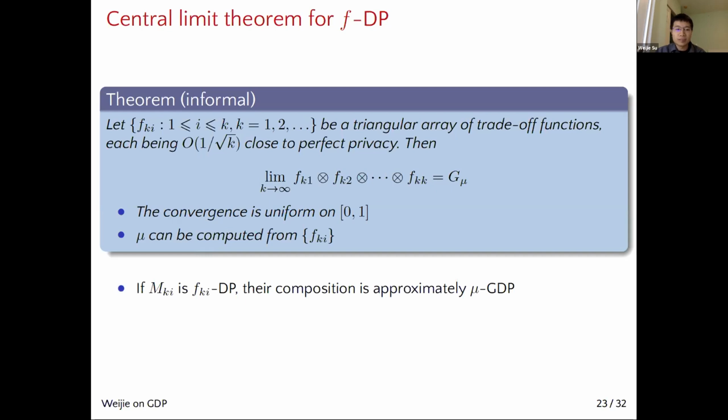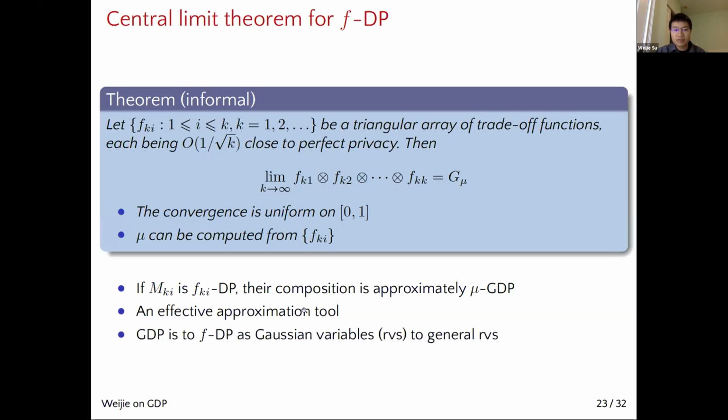And so this essentially provides an effective tool for us to approximate composition. So in differential privacy, it has always been a big problem to approximate the composition of privacy. So in our f-DP, everything comes down to the central limit theorem. Everything is reduced to an estimate of a single parameter, which is much easier than before. So this makes Gaussian differential privacy to f-DPs just as Gaussian variables are to general random variables, due to this central limit theorem phenomenon.